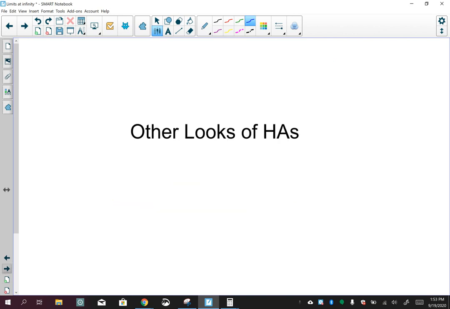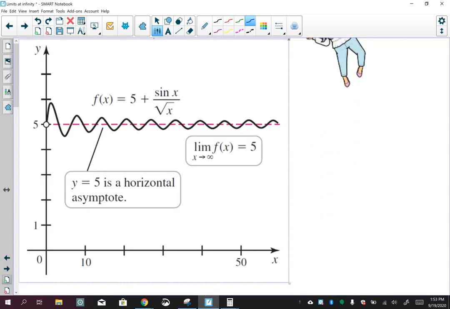Now, rational functions, we just got finished talking about. There are a couple of other different types of functions that you may see that will also have a limit, but you won't know these until you graph them. So let's look at this first one here. I have 5 plus sine of x over the square root of x. If you take notice of this, this is not oscillating. First off, this is being very wavy.